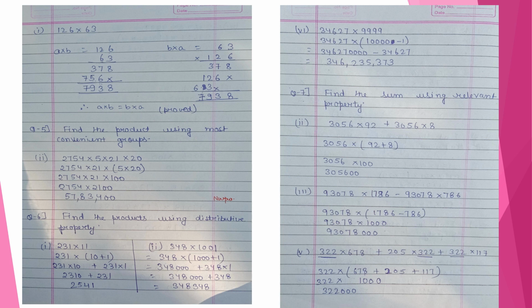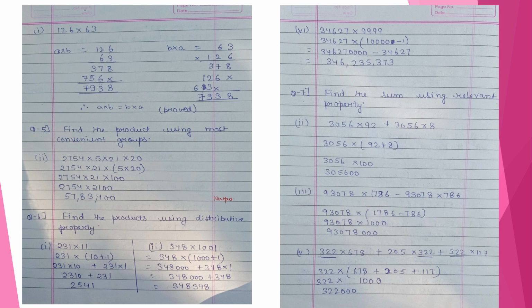Second part we have to do in the same manner. 348 into 1001. In place of 1001 we will write down 1000 plus 1, and it is to be multiplied with 348. So we are getting 348 into 1000, that is 348000 plus 348 into 1. So it is coming 348000 plus 348. So the answer is 348348.